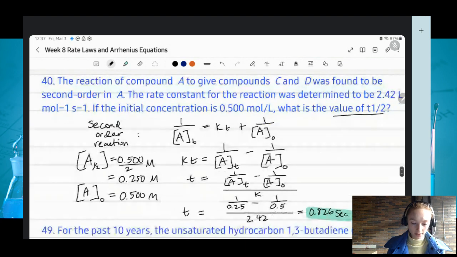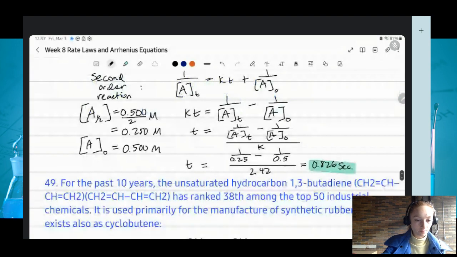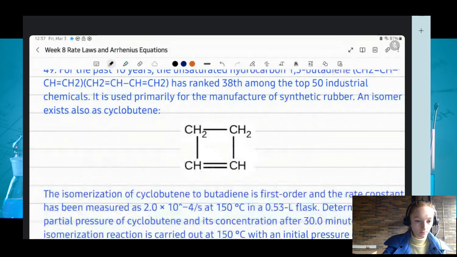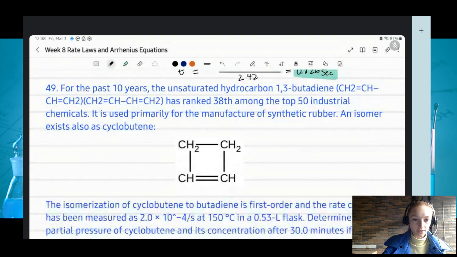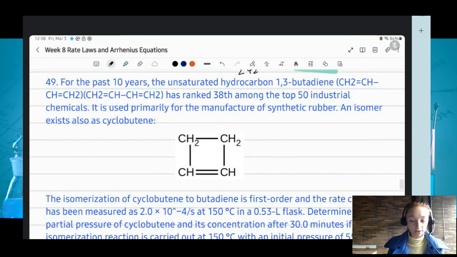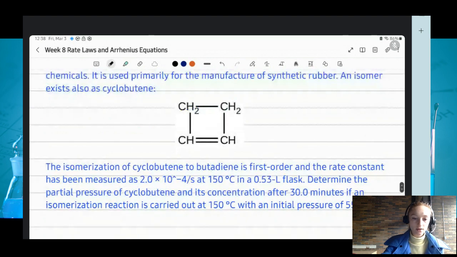So now let's move on to 49. Okay. In 49, I took it the long way, so we're going to skip this one for the sake of time. So let's move on to question 63, actually. Let me know if you do want to go over this. This has to do with what the partial pressure of this is, but for the sake of time, let's move on to 63.